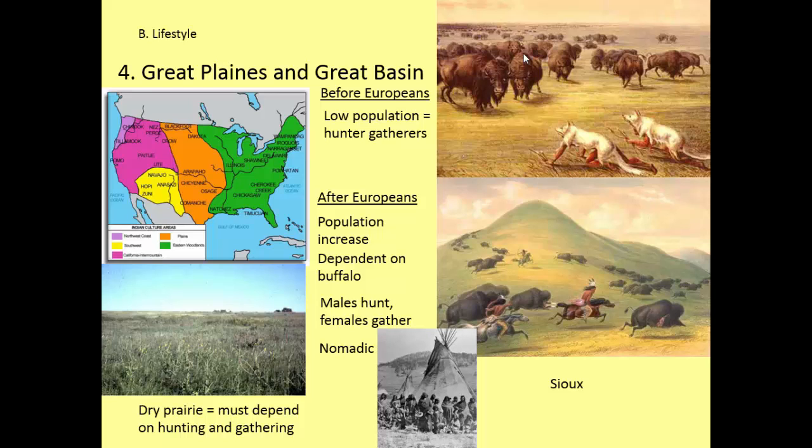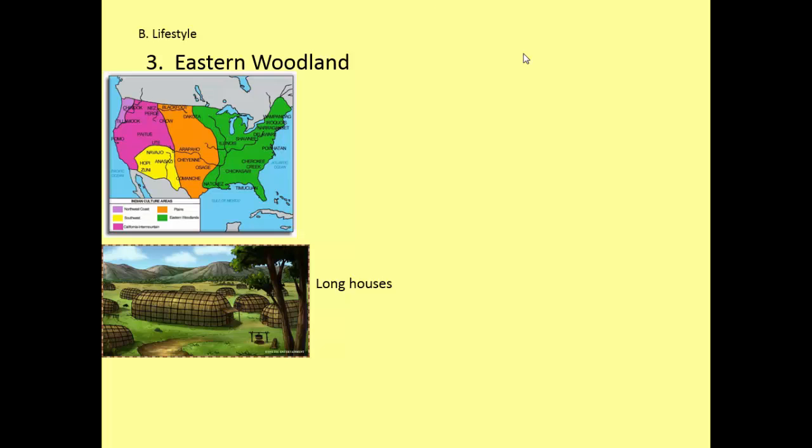And like I said, they're also nomadic. They have to have these teepees. They have to move. They can't have permanent structures because they're constantly following the buffalo herd. So they live a much different way than the Native Americans in the green area of the eastern woodlands or in the yellow area of the southwest.